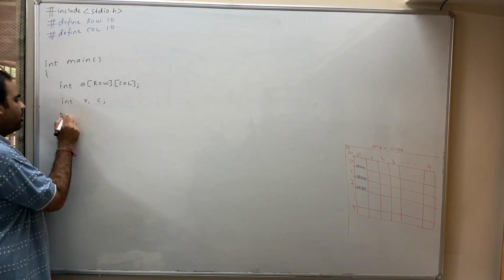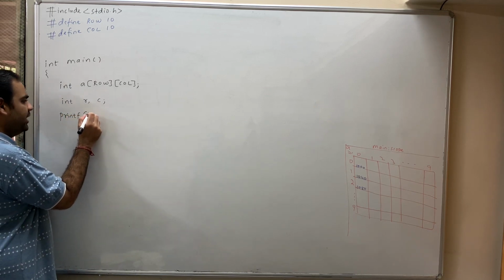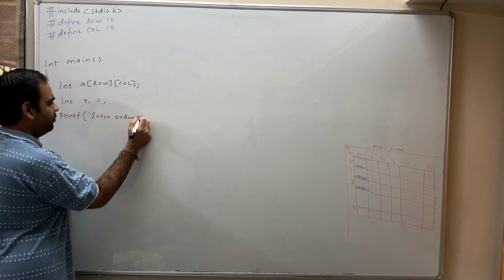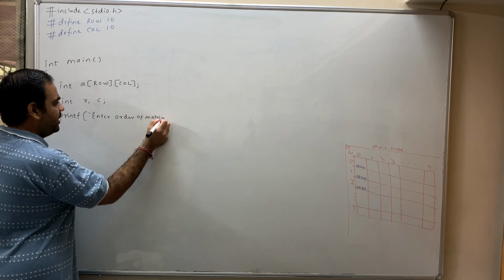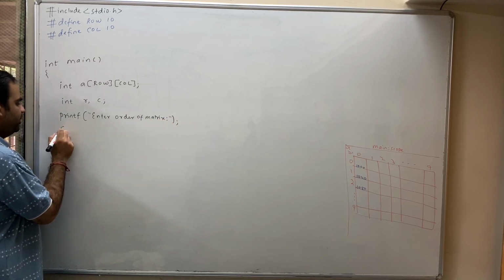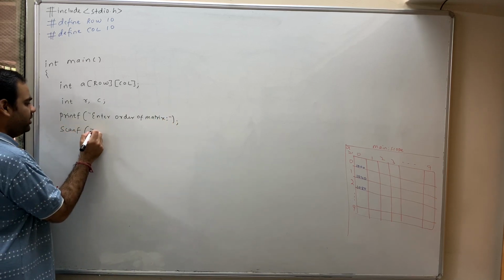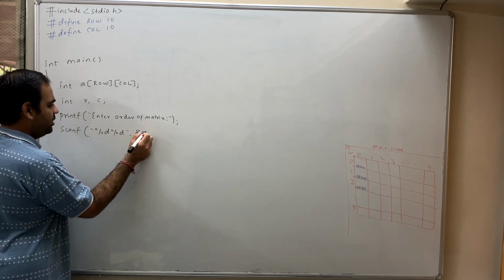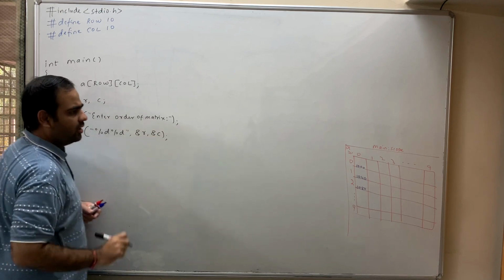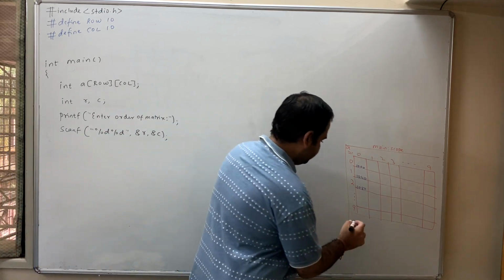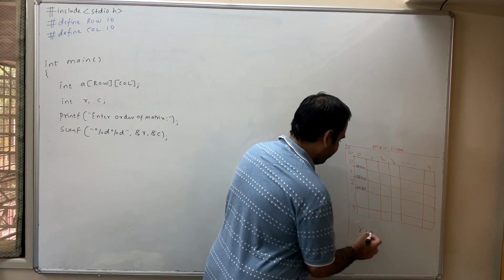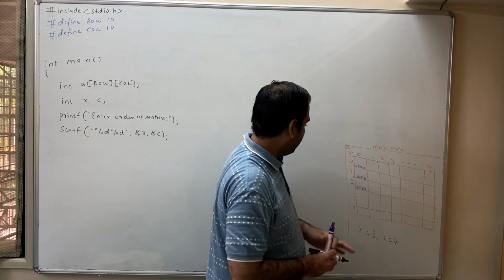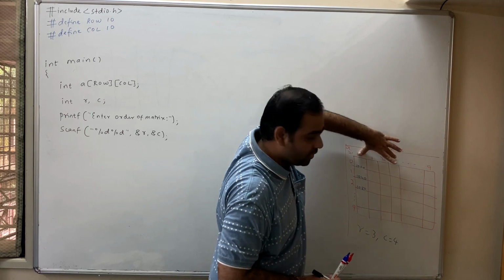And then we read the order of matrix. We say printf enter order of matrix. And how do we read the order of matrix? We say scanf %d, ampersand R and ampersand C. Now we have two more variables in the main scope, R and C. Let the value of R be say 3 and let the value of C be say 4. That means we want to store 3 rows and 4 columns.